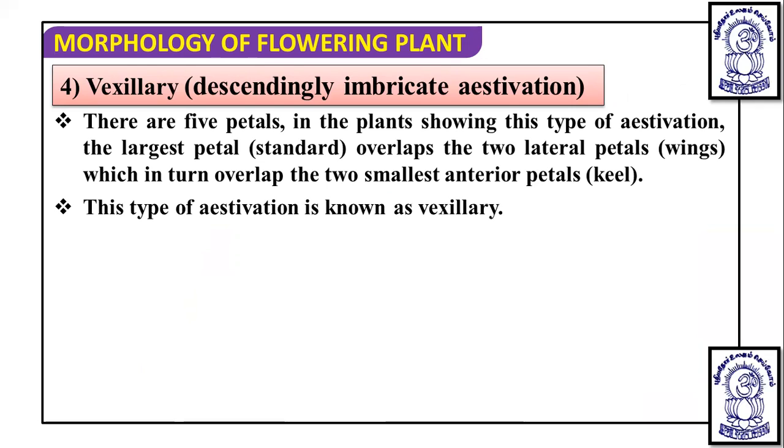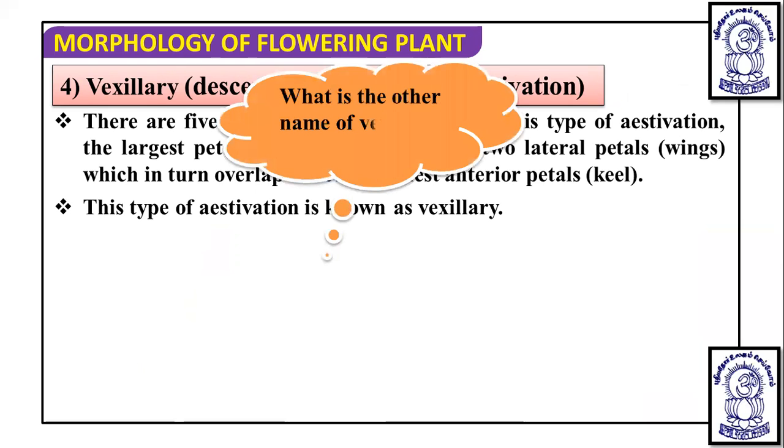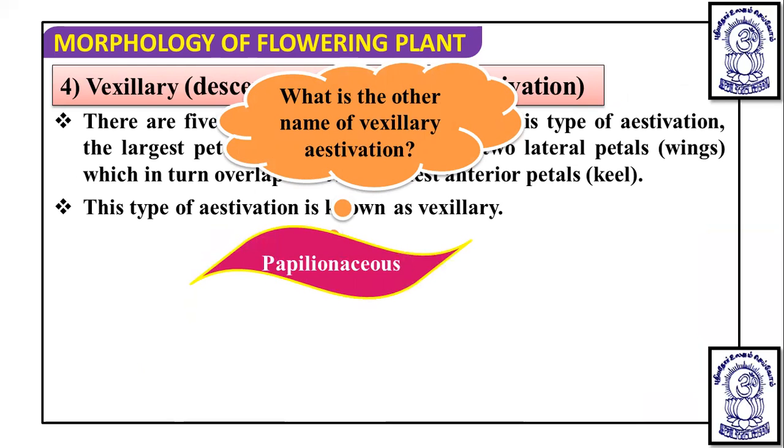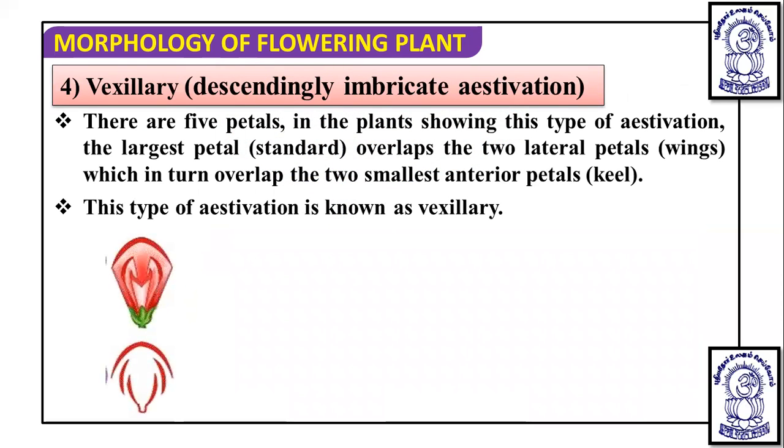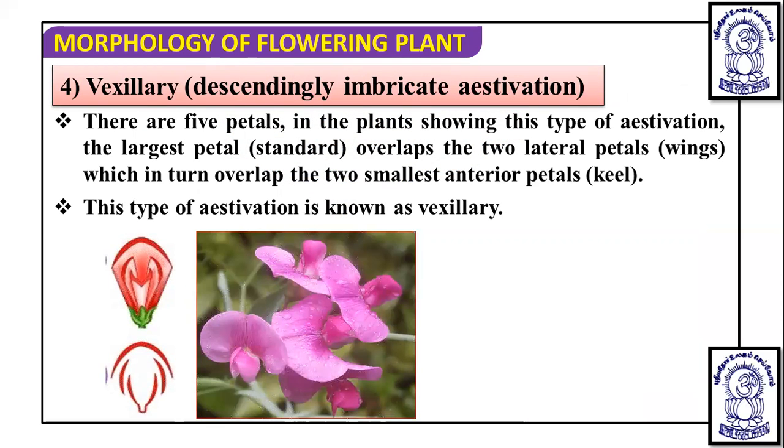That is the keel. And this we have discussed already in the case of the papillonaceous corolla. This type of estivation is known as vexillary. And what is the other name of vexillary estivation? It is the papillonaceous corolla, we can say. Now here you will see that this exact condition is seen in the case of the pea flower.